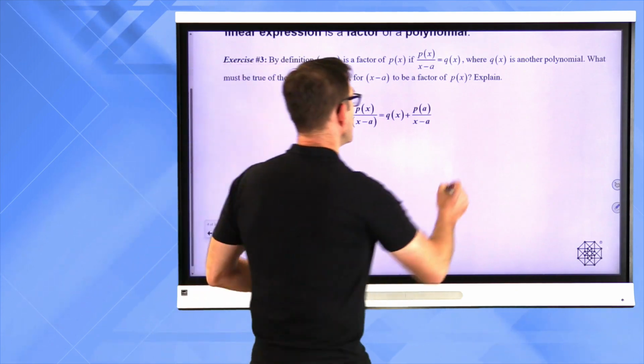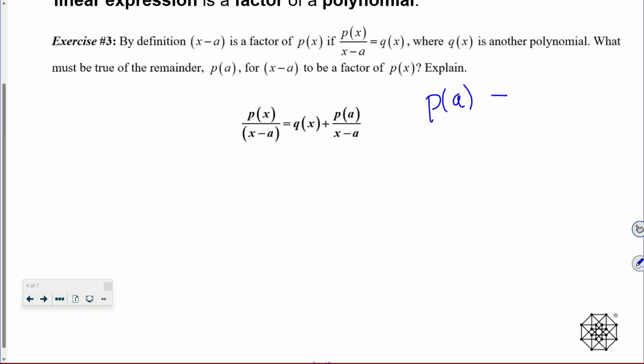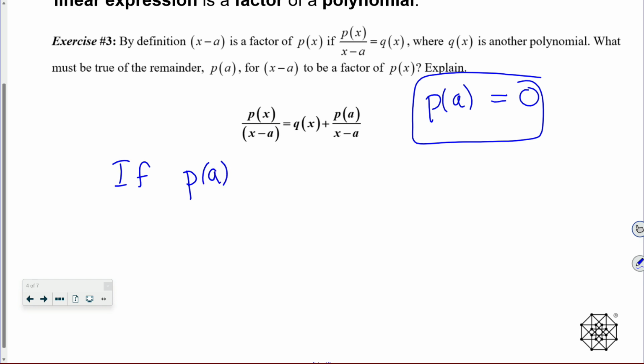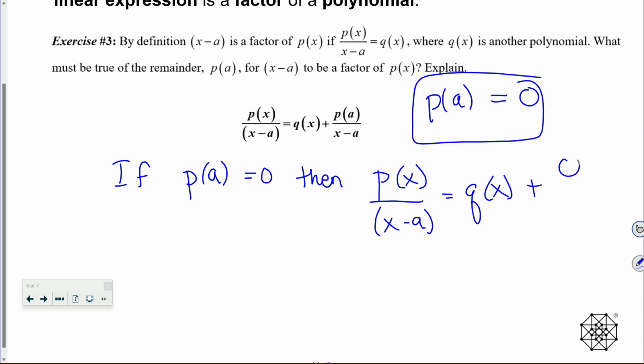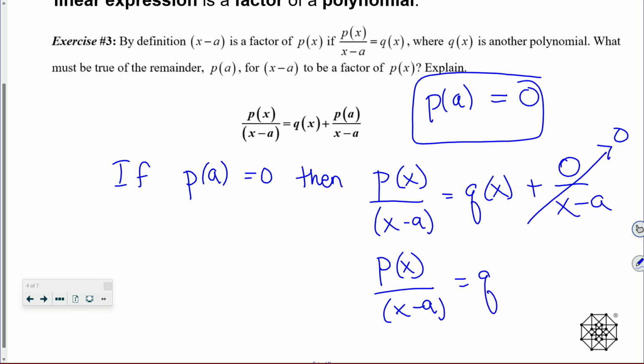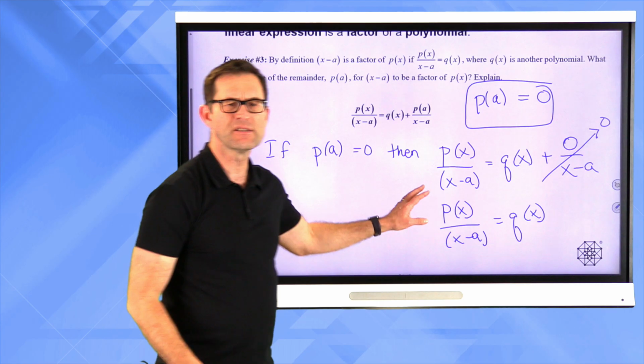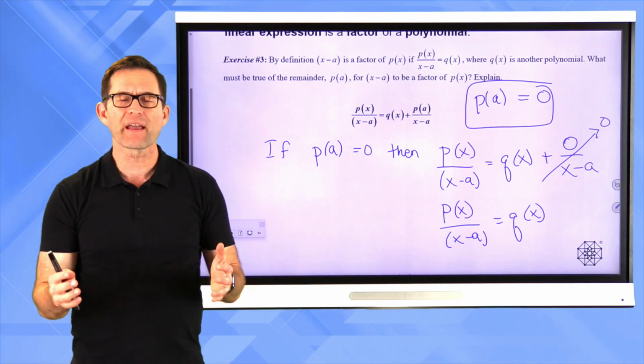Okay, well, p of a must be equal to 0, right? And the explanation is if p of a is equal to 0, then p of x divided by x minus a will be equal to q of x plus 0 divided by x minus a, and then that is 0, and we just get p of x divided by x minus a is equal to q of x. And again, this is very symbolic, right? So always think about it back in terms of numbers.